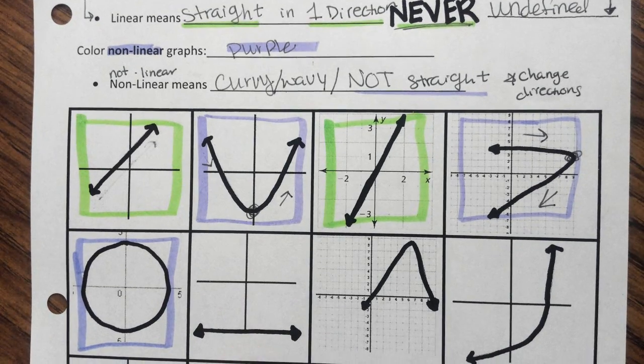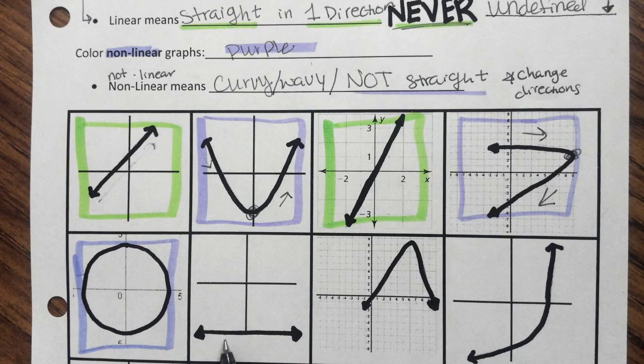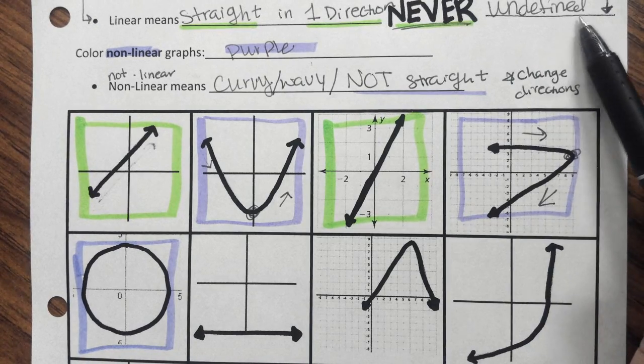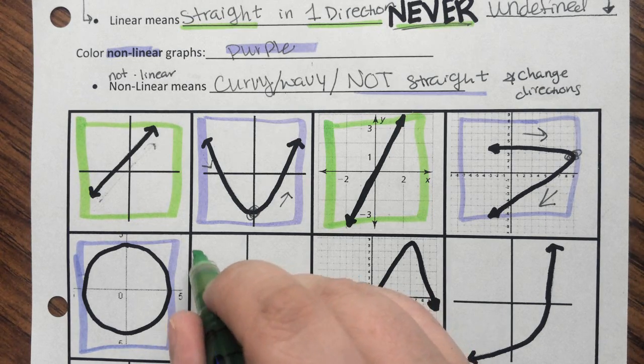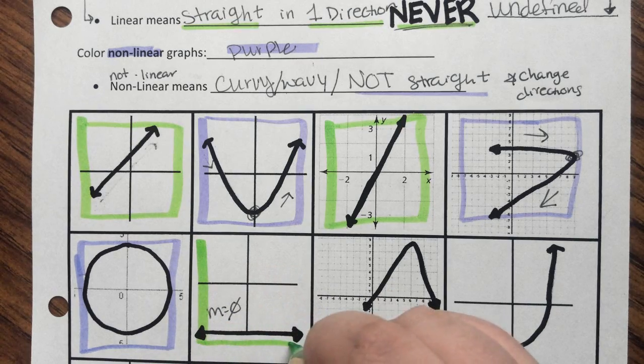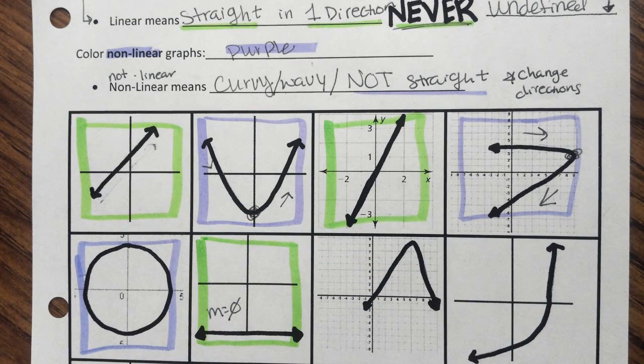This straight line here, this is something you need to think about. Is the slope 0 or is it undefined? Because if it were undefined, we wouldn't be able to color it green for linear. This slope is 0 because it's a horizontal line. The rise is 0, and 0 divided by anything is 0. So since it is a straight line that is in one direction, that is something that is linear.